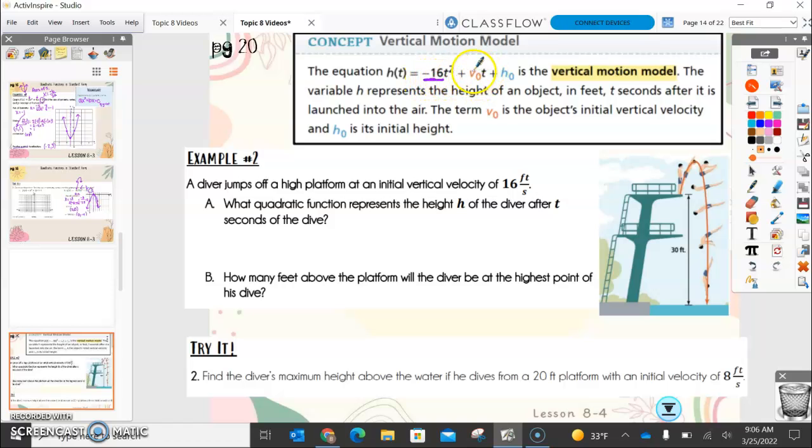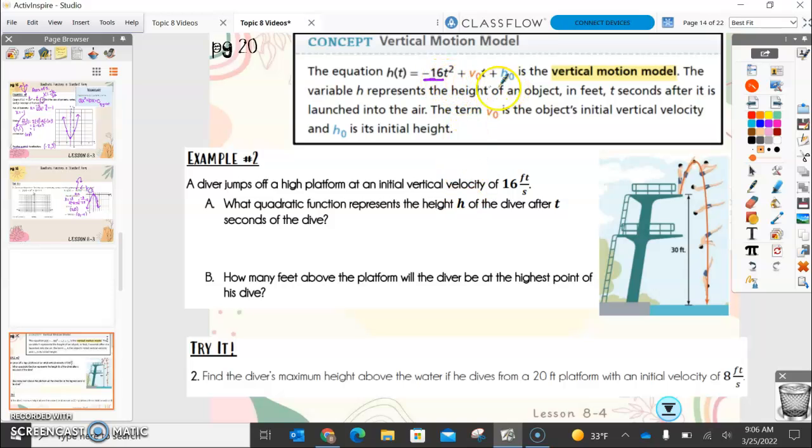v sub o times t, or v sub o, means our initial velocity, what we're starting at, what we throw something into the air at, what the rate is. And then h sub o is our initial height, where we throw it from. For example, with this diver, he is going to jump off the board, and we want to make a function that models his height after t seconds.